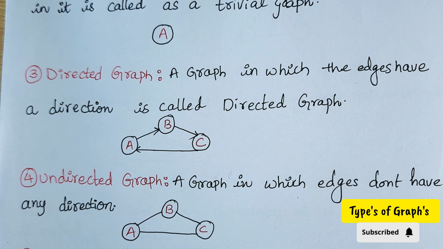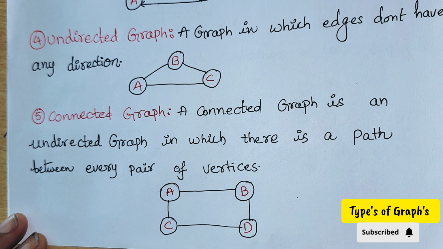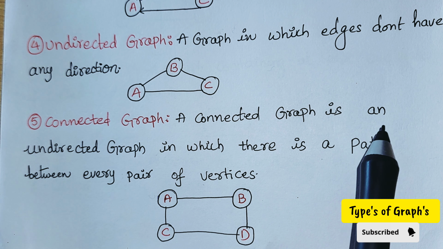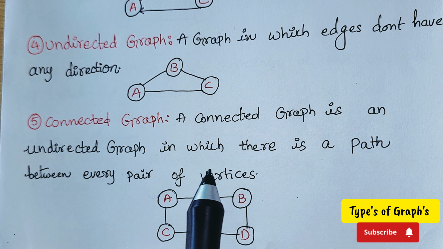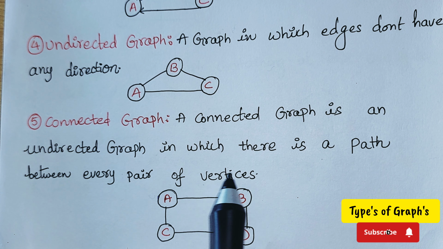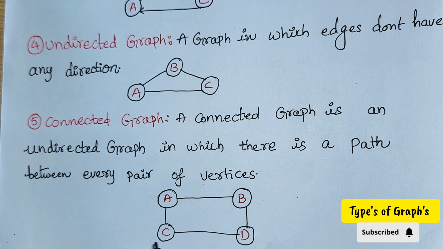Okay, so now let us move on to the fifth graph, connected graph. So what is meant by connected graph? A connected graph is an undirected graph in which there is a path between any pair of vertices. So this is called a connected graph. In this there are four vertices: A, B, C, D.